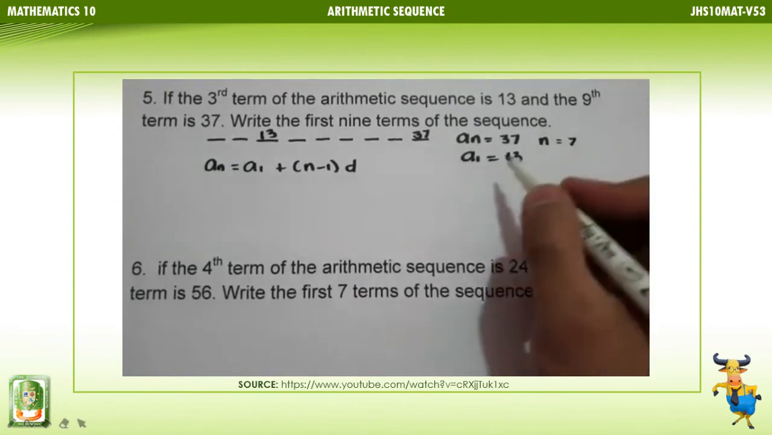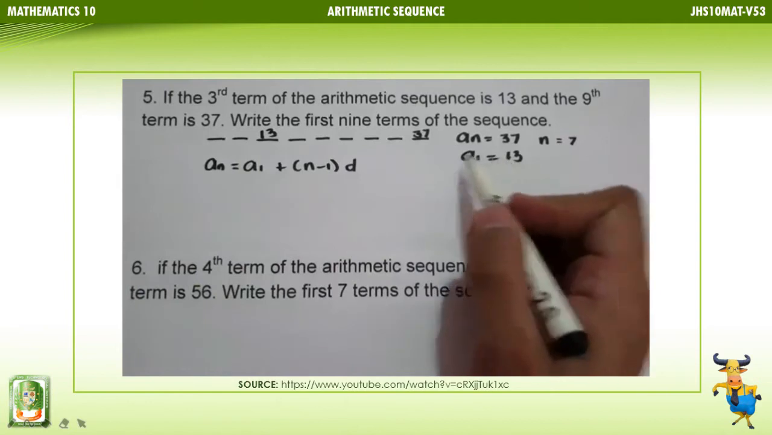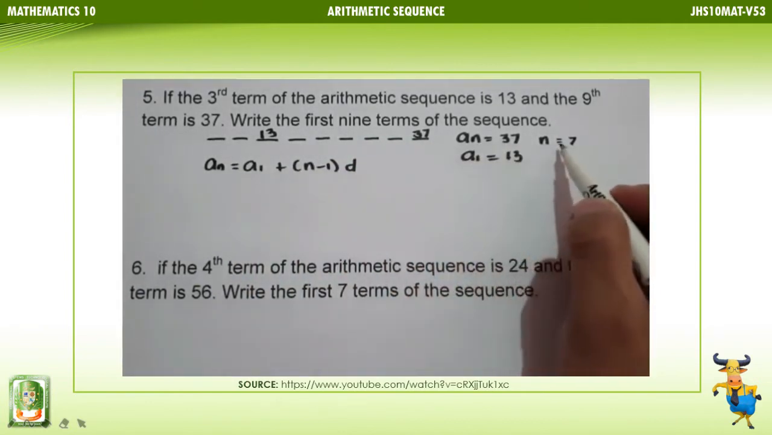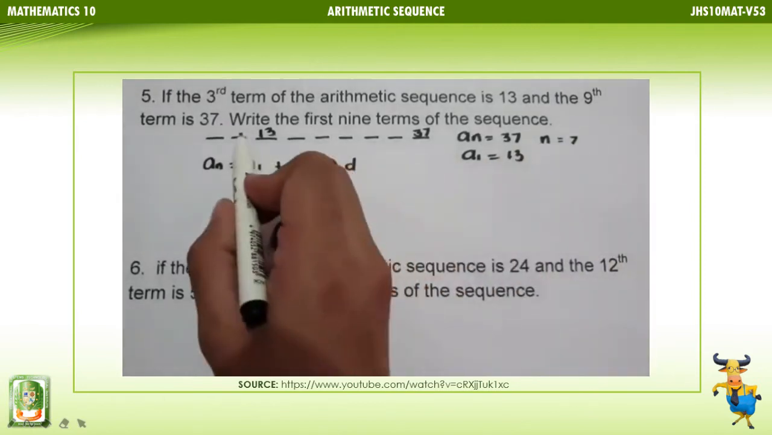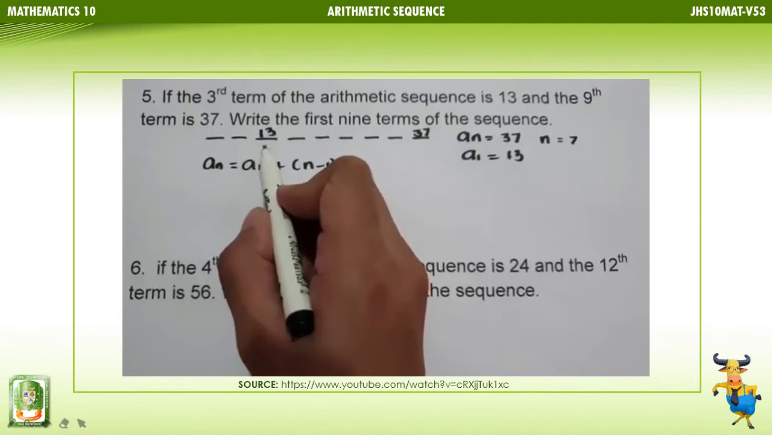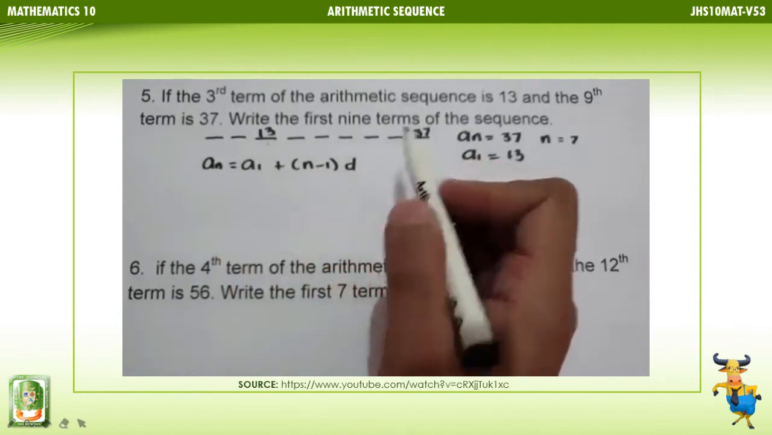9. Because since we don't have a first term, we are going to write 13 as our first term and 37 will be our last term, but the number of terms will be 7. We are going to disregard first the first 2 terms before 13. So 13 will be the first term. 1, 2, 3, 4, 5, 6, 7.